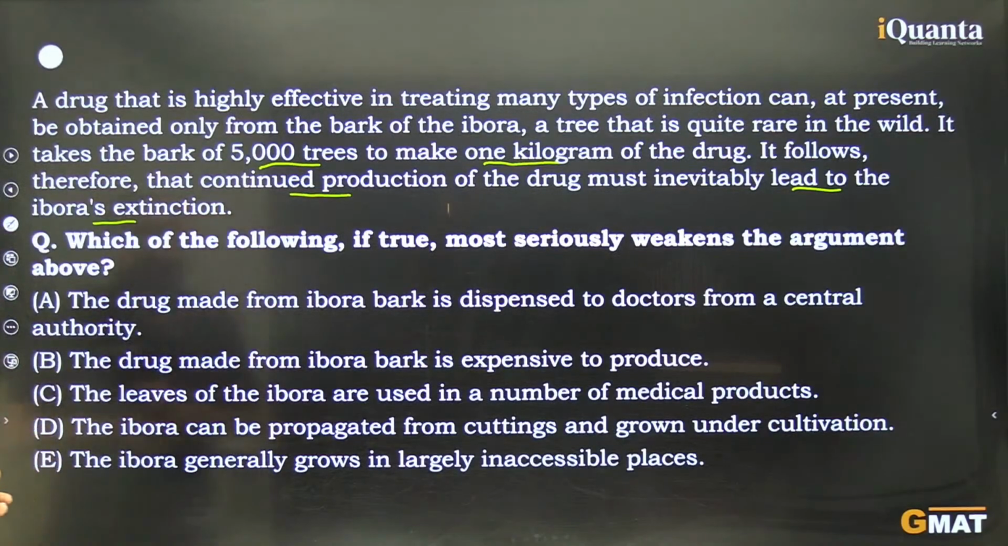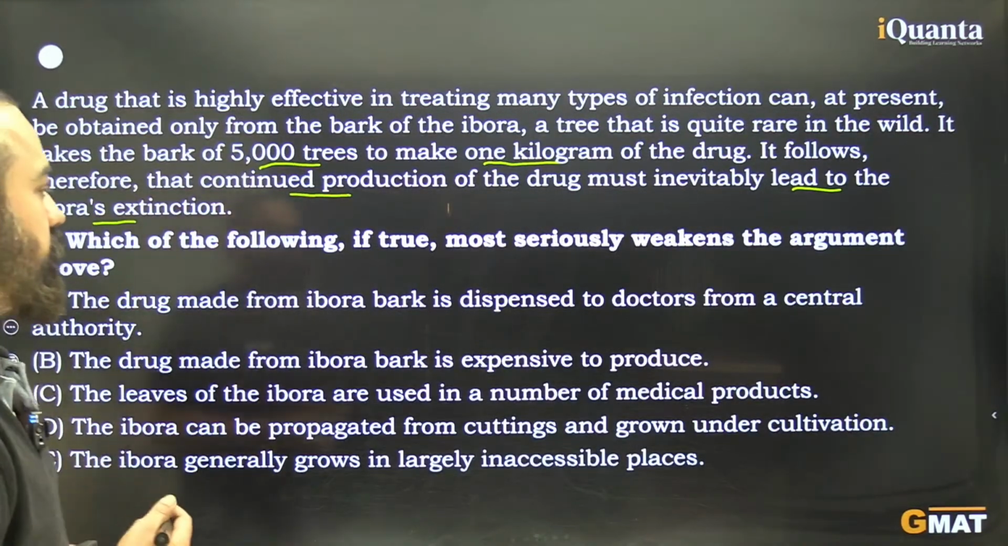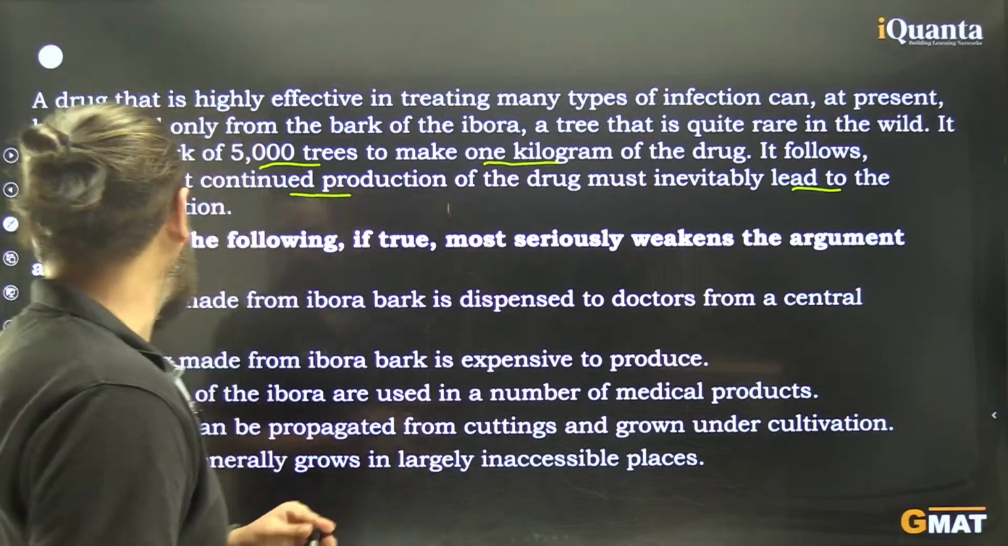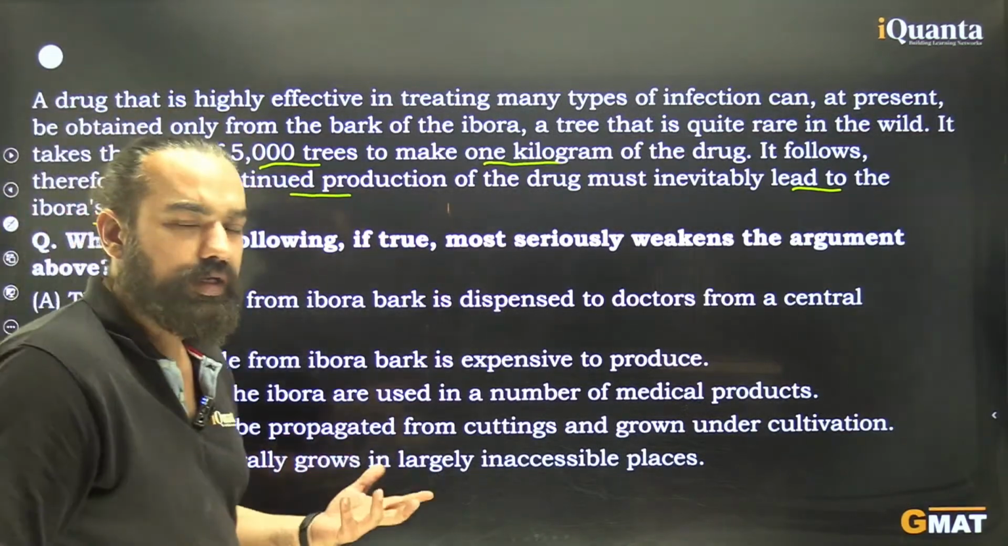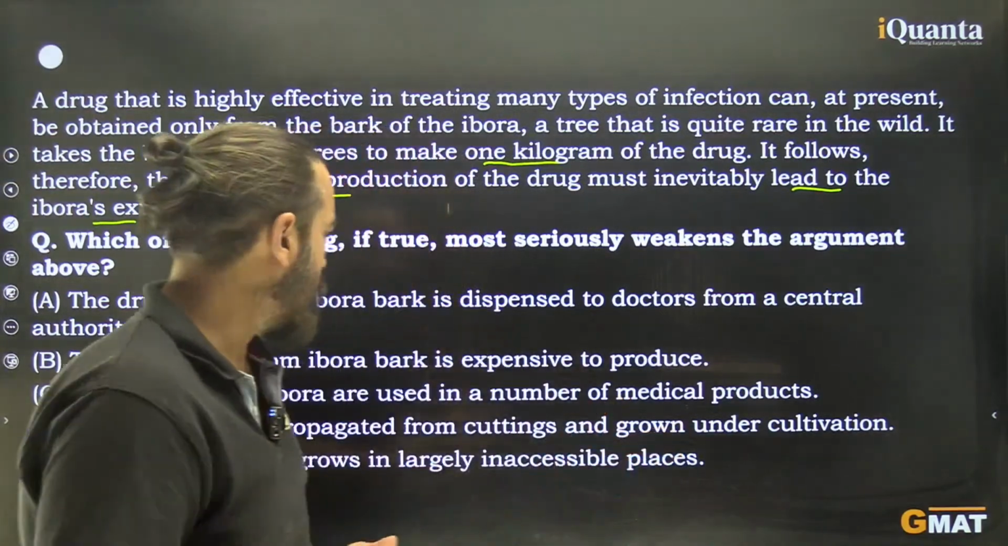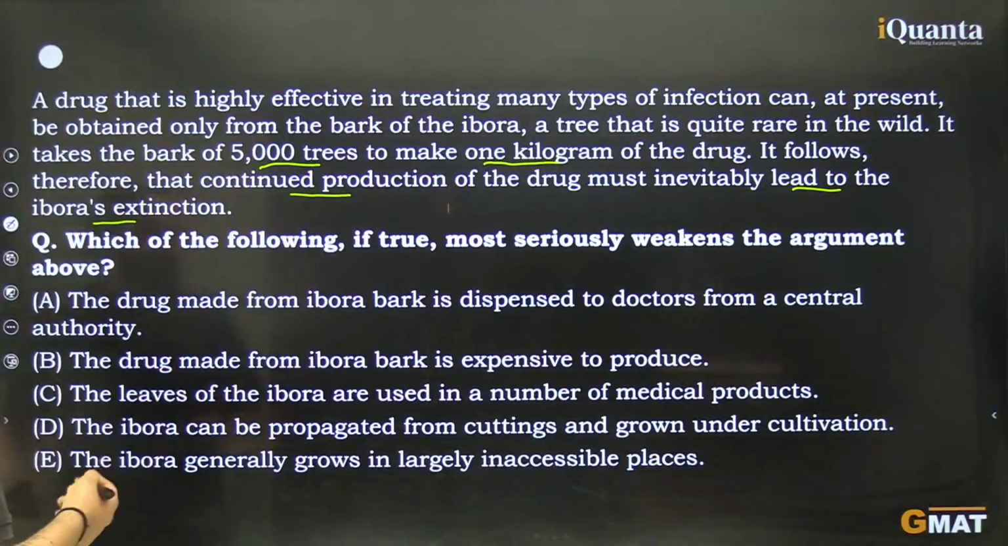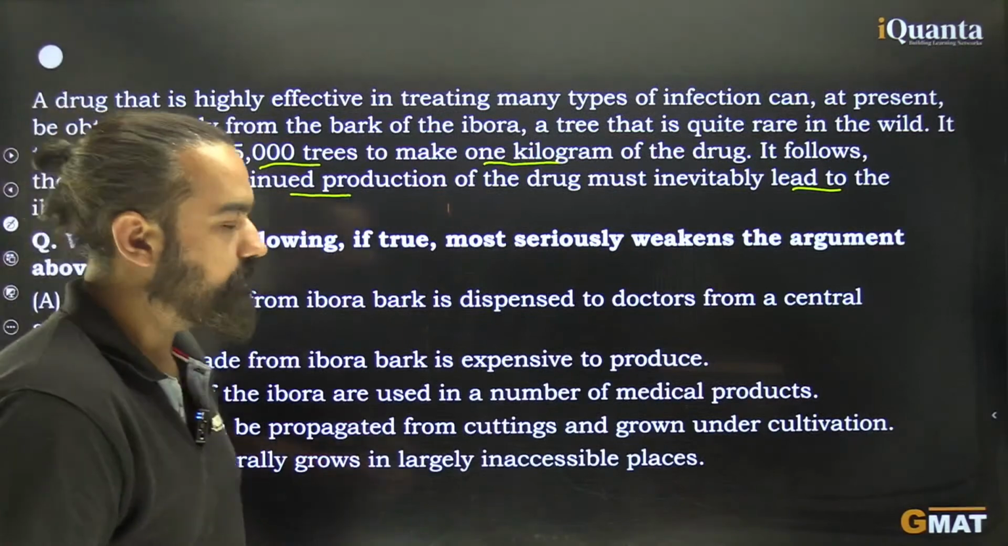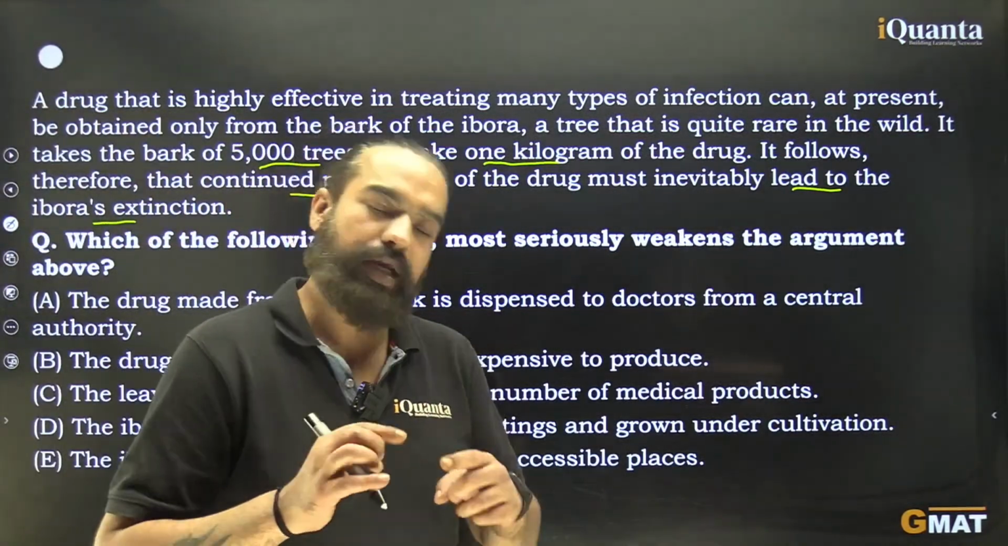A. The drug made from ibora bark is dispensed to doctors from a central authority. It neither strengthens nor weakens the argument. It simply tells us how it is sent out. B. The drug made from ibora bark is expensive to produce. That is not our concern.